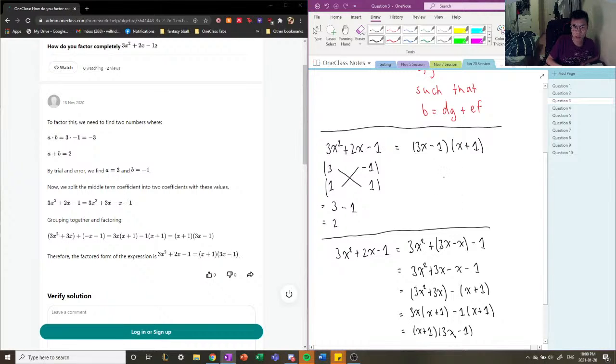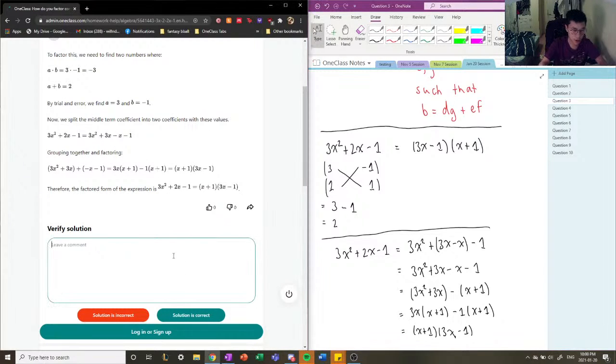Personally, I prefer the cross multiplication method because it makes more sense to me, and I'm very well practiced at it. But the grouping technique also works, and for specific quadratic functions, especially for polynomial functions with more than 3 terms, grouping is actually a very excellent technique of breaking down and factoring your function. So I'll leave it at that, and the solution is correct, of course, and you can move on.